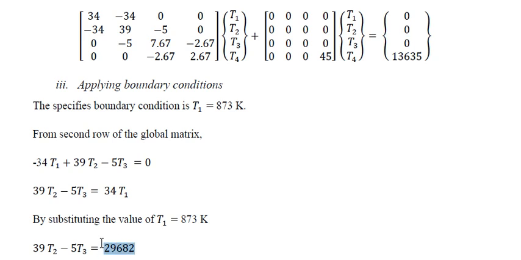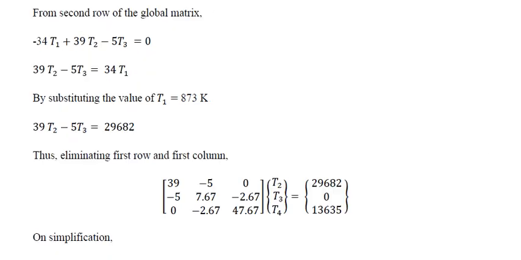If you write 29682 at this position, then we can eliminate the first row and first column. We will remain with only this term, this term, this term, and 3 temperatures, and this value will be 29682. So we will remain like that. That matrix is written here like this.